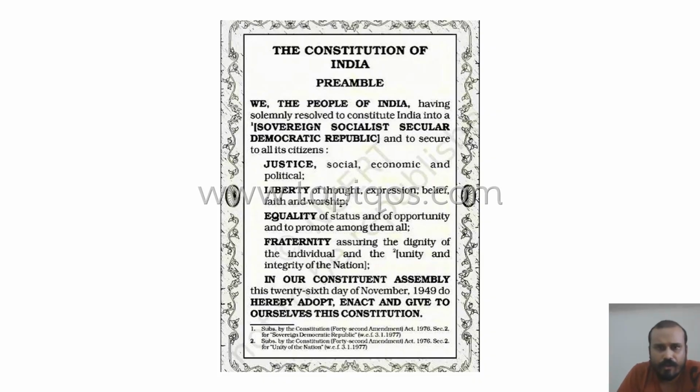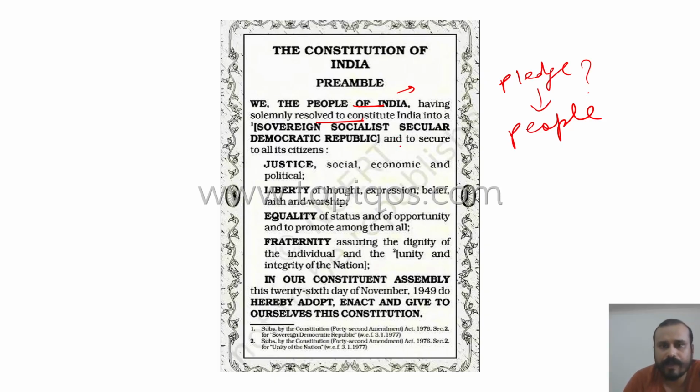What is written here? We, the people of India, having solemnly resolved to constitute India into a sovereign, secular, socialist, democratic republic, and to ensure to all citizens. Who has made this resolution? Who has made this pledge? We, the people. We, the people of India, and to secure to all its citizens justice, liberty, equality, fraternity, assuring the dignity of the individual and the unity and integrity of the nation.